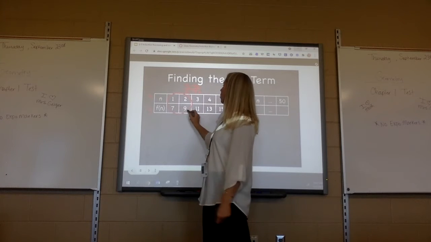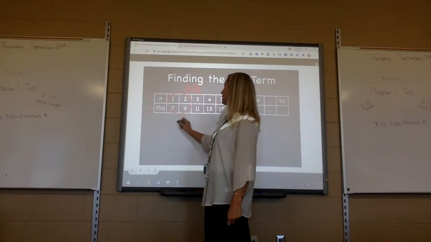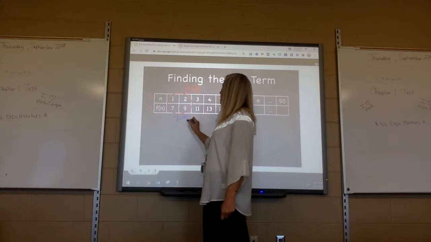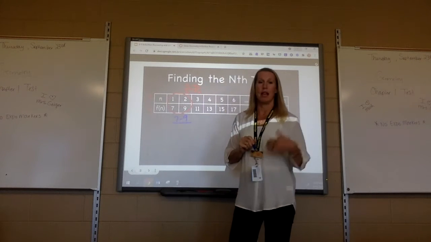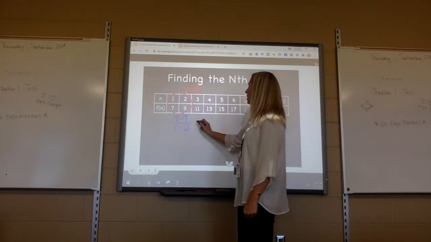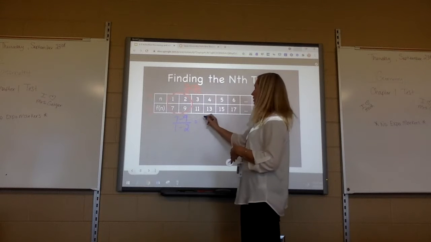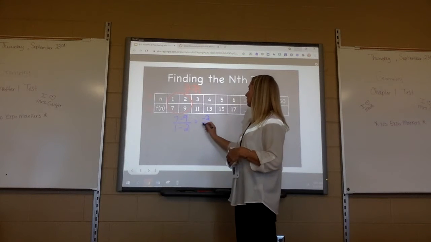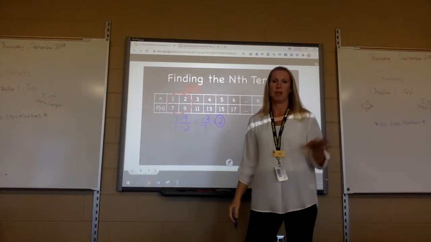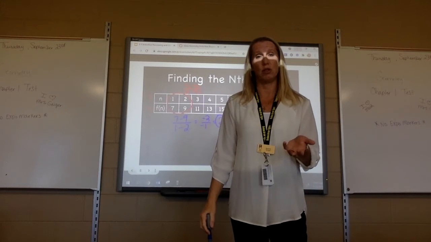I'm going to subtract the y's on top, 7 minus 9, and then the x's on bottom, 1 minus 2. So 7 minus 9 is negative 2, 1 minus 2 is negative 1, so that reduces to positive 2. So my slope is 2.